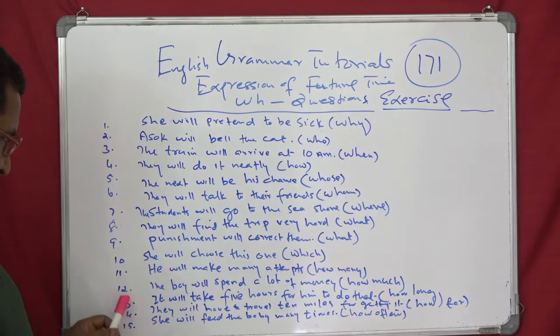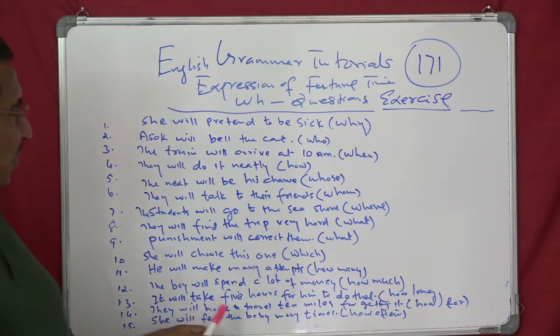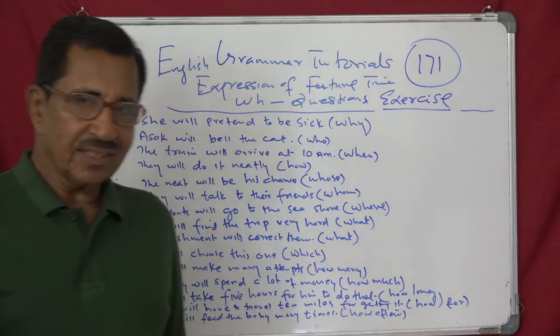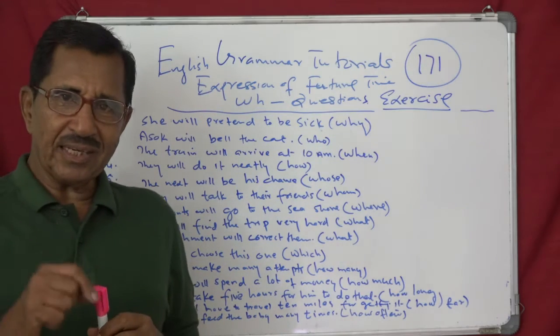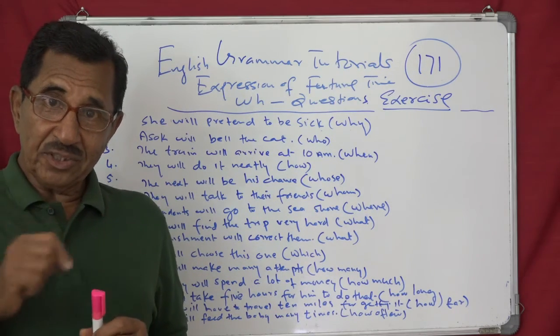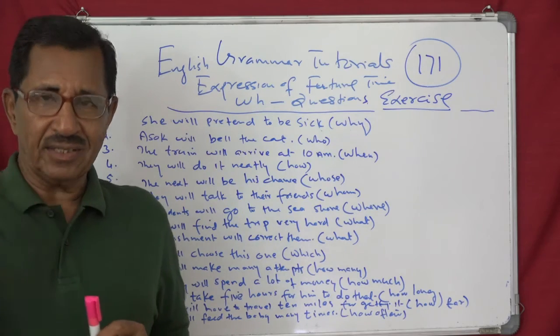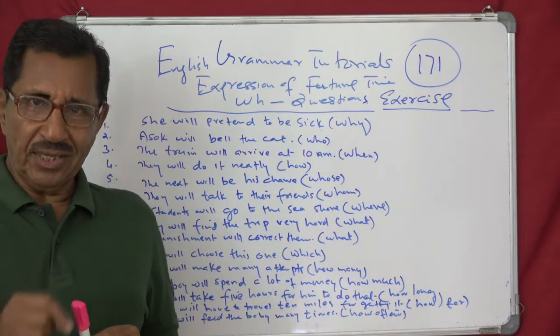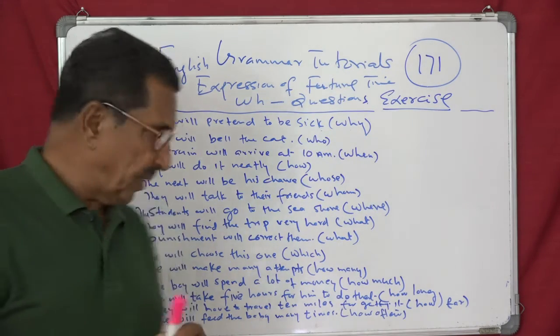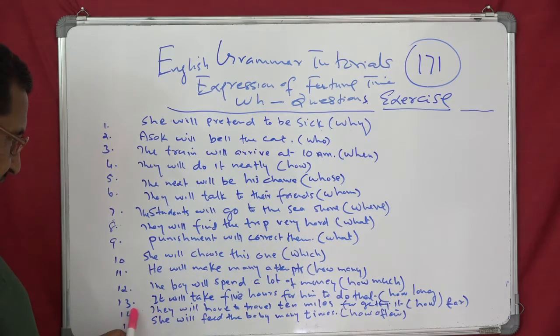Alright. Then, next one. Eleven. The boy will spend a lot of money. How much? Will the boy spend a lot of money? How much money will the boy spend? Okay, twelve.